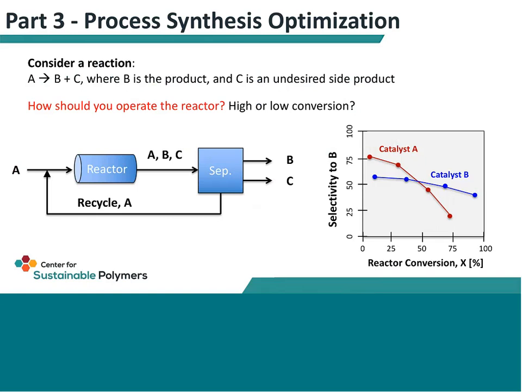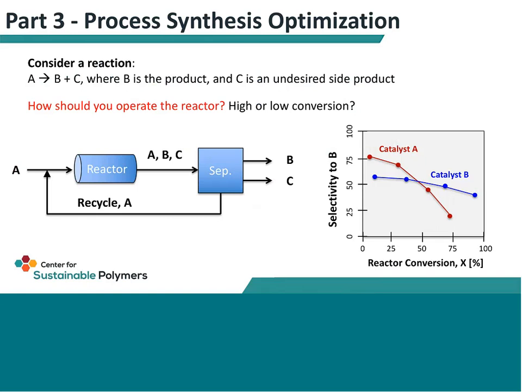But the reactor does not exist in a bubble. It has to be combined with some sort of separation system. So when A, B, and C, the unreacted A and the product B and byproduct C come out of the reactor, we have to separate in some way. And we're going to want to separate our target product B from C, so that's a separation cost. But we're also going to recycle A back to the start of the reactor.